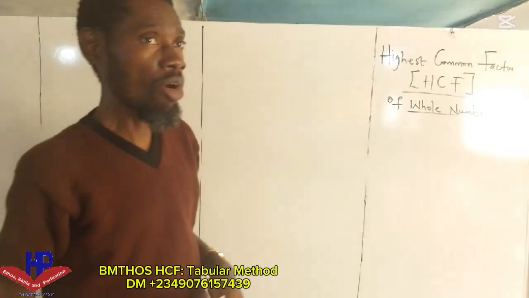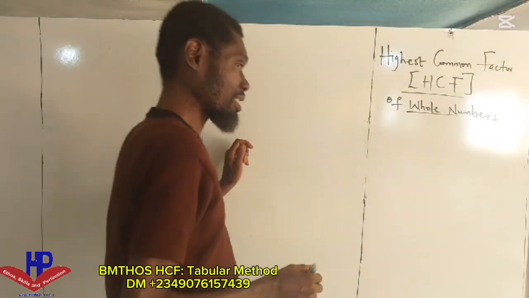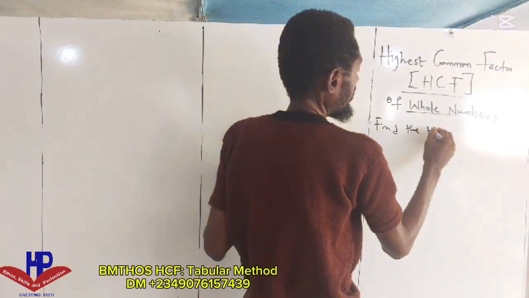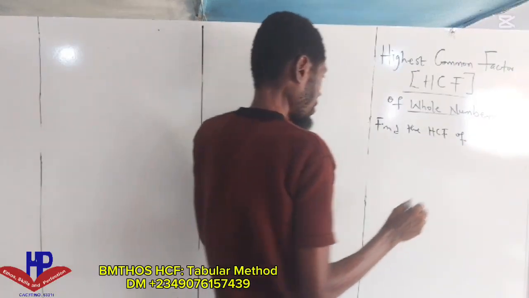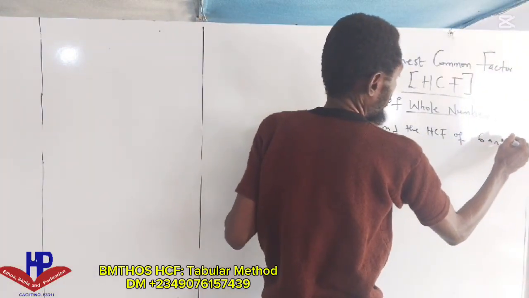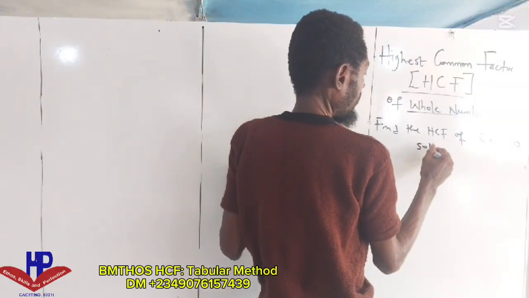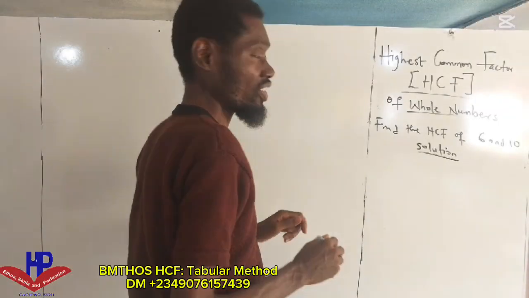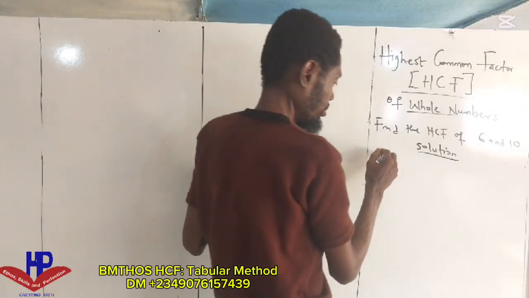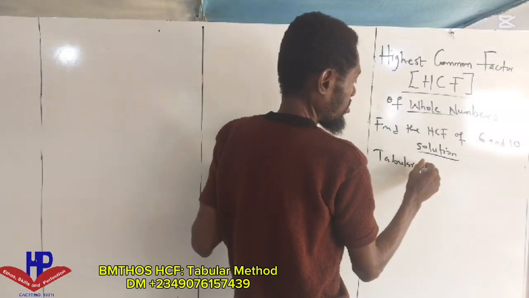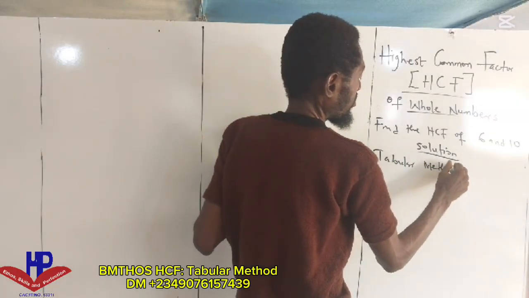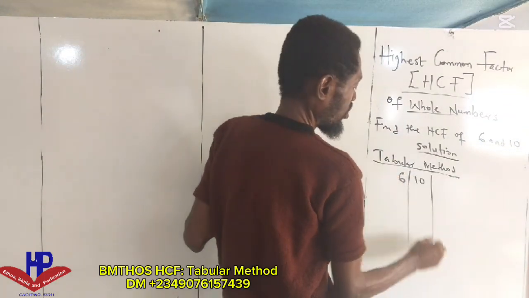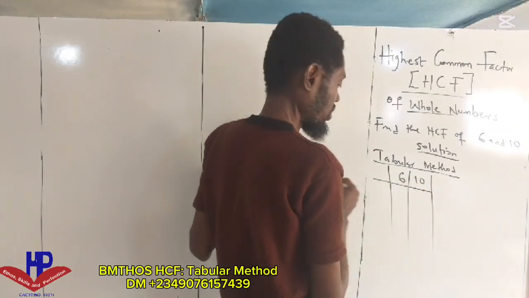Now, highest common factor of all numbers. Let's take the first example. Find the HCF of 6 and 10. You may be given more numbers, but let's start with two numbers, 6 and 10. Tabular method. I'll write my 6, draw a line, write my 10, draw a line for any factors to sit.